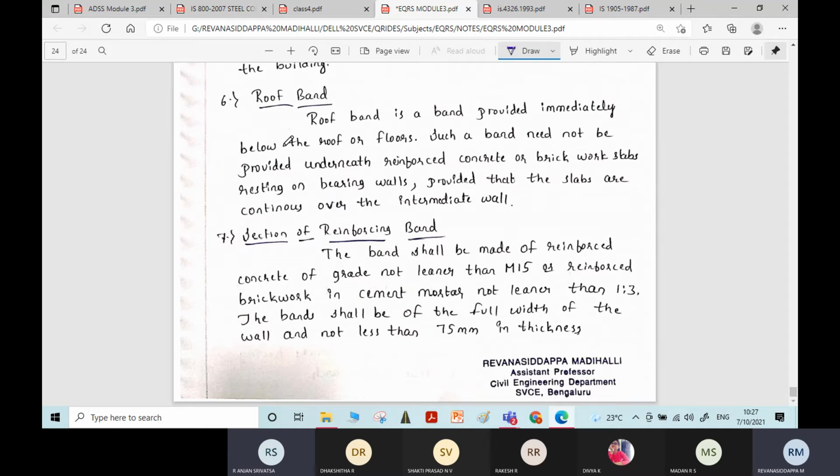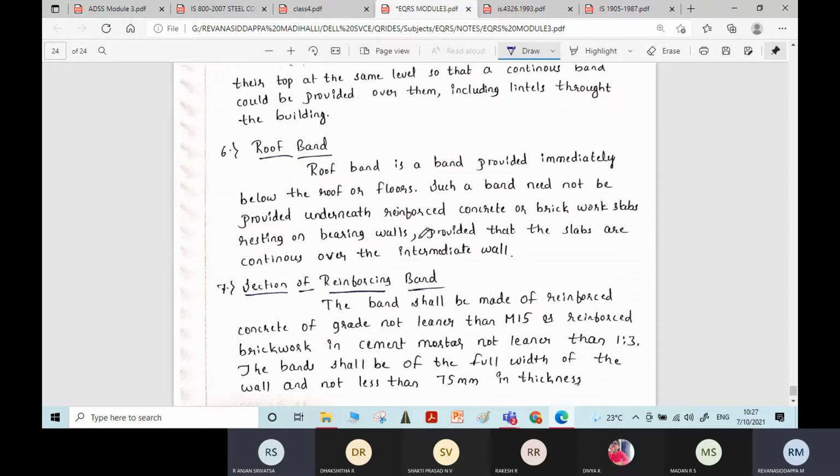Then there is one more guideline, that is roof band. If the building has load bearing walls, if it doesn't have a frame structure, if it is only constructed of load bearing walls, then we have to go for a roof band. The roof band will be provided just below the slab. And that roof band need not be provided if the slab is continuous.